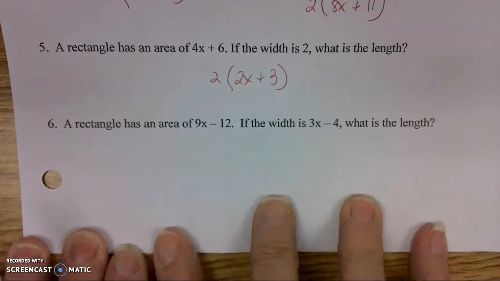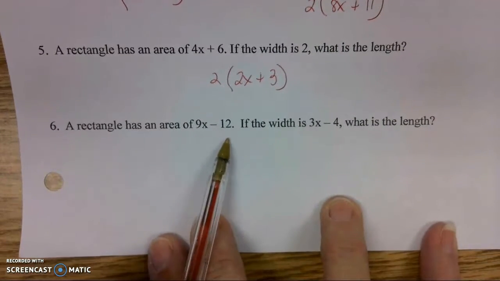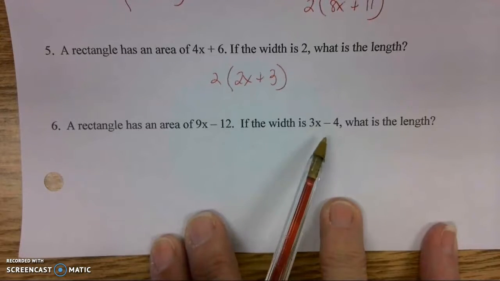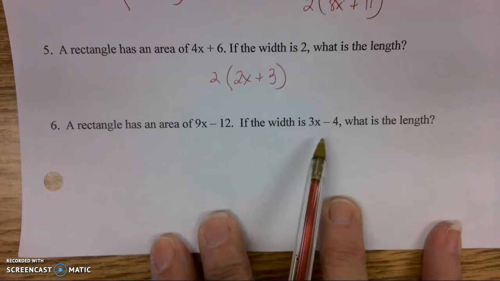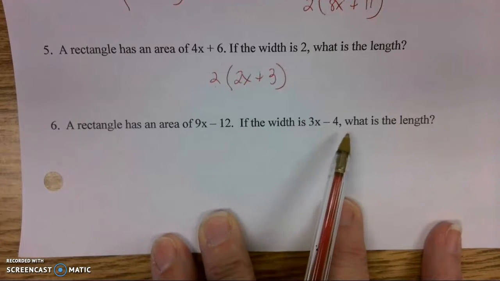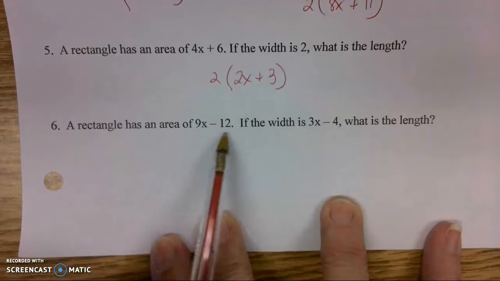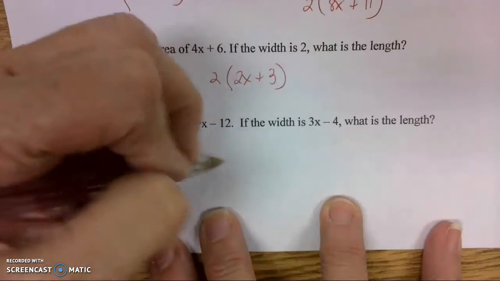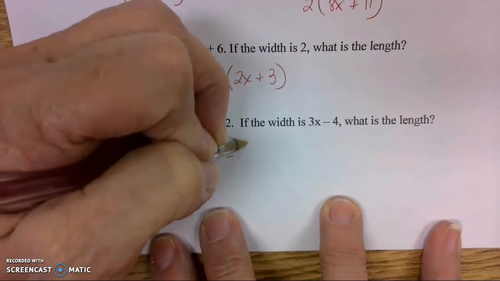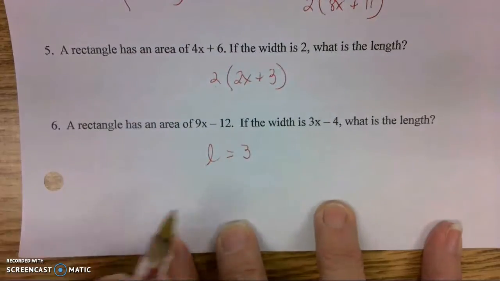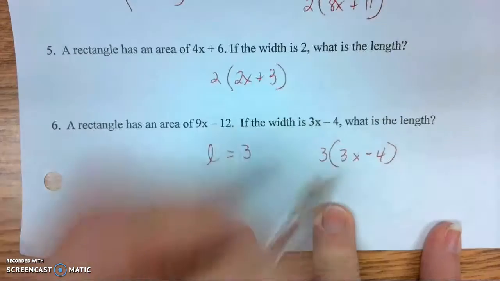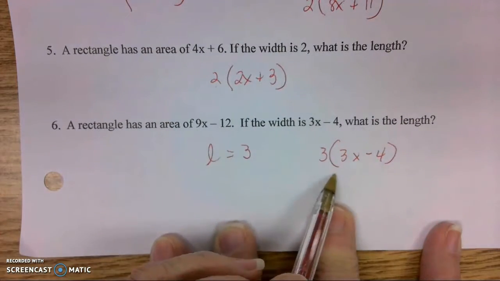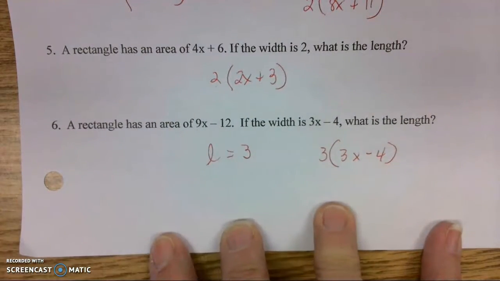A rectangle has an area of 9x minus 12. If the width is 3x minus 4, what is the length? Well, this time I just want to know, what did I multiply by 3 and 4 to get 9 and 12? Well, my length is equal to 3, because 3 times 3 is 9, and 3 times 4 is 12.